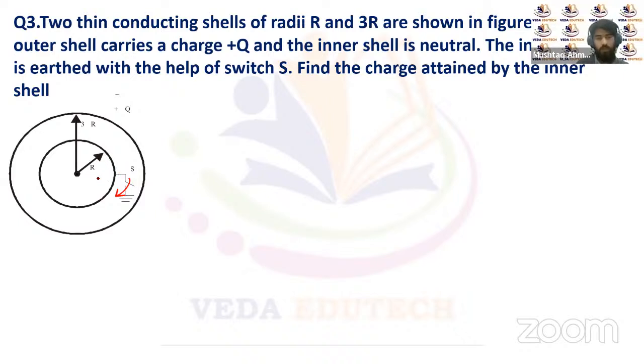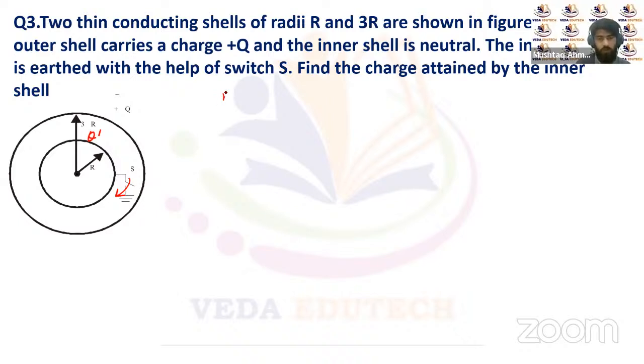The earthing done for the inner shell means that the inner shell will always be at zero potential, or the potential at the surface of this inner shell will be zero. Let's suppose that because of this earthing, this shell attains some charge, and q dash is the charge attained by this inner shell. The total potential because of all the charge on this inner shell has to be zero because it's grounded.